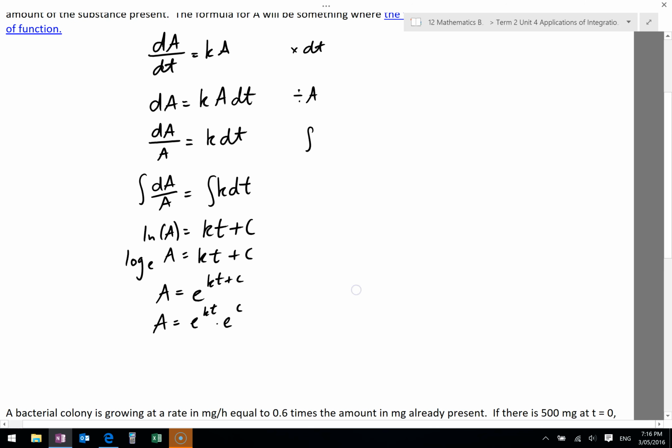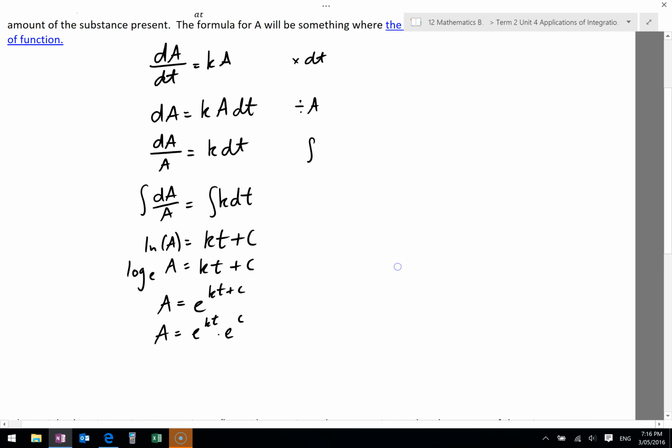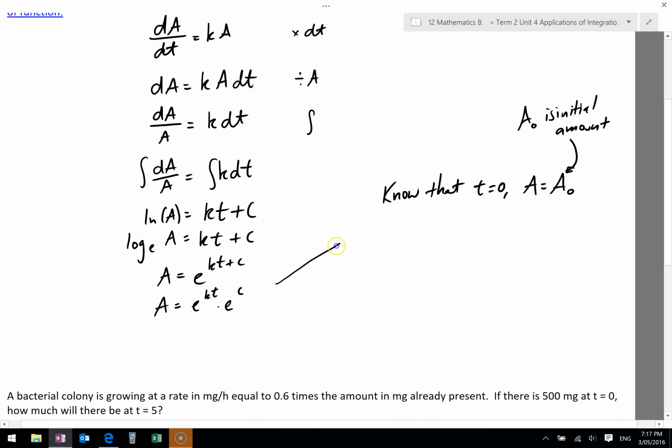Okay, so from here, I'm going to try and find what e to the power c could be. I know that when t equals 0, the amount is the initial amount. Remember, A naught is the initial amount or initial value. So I can sub those values in.